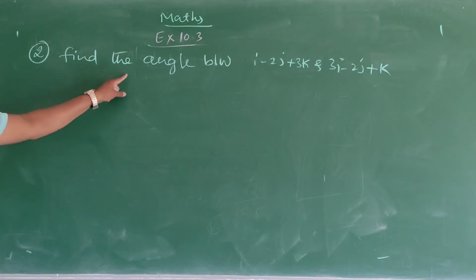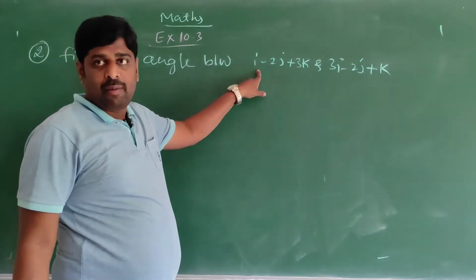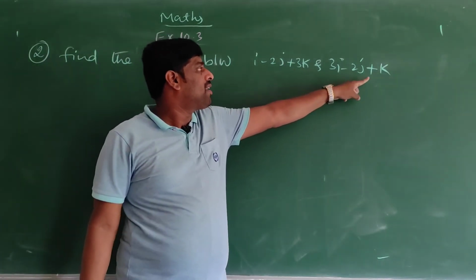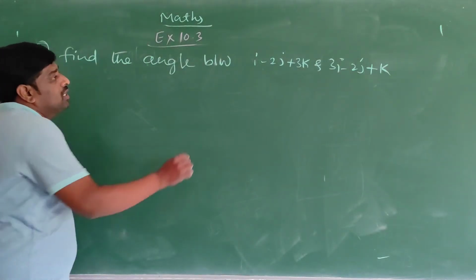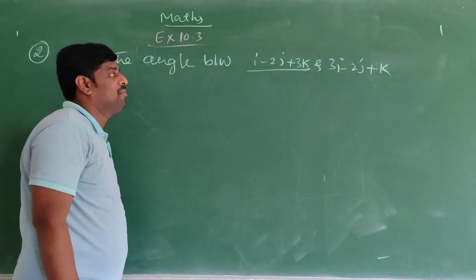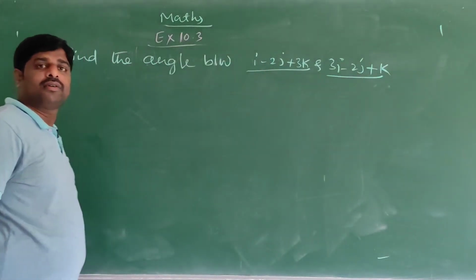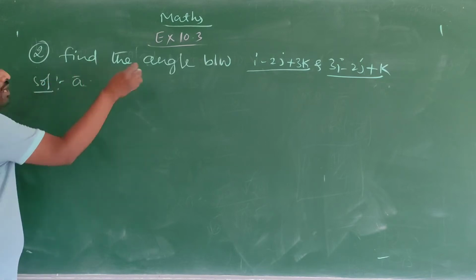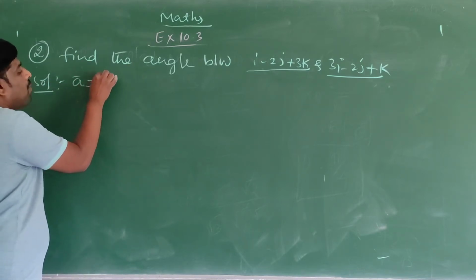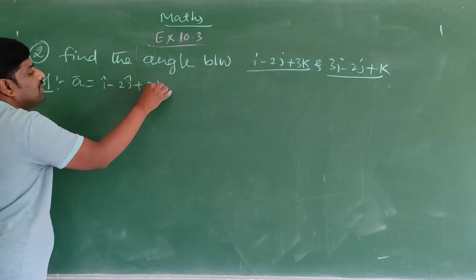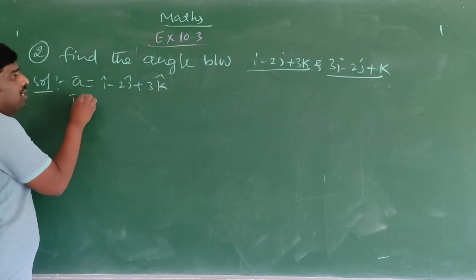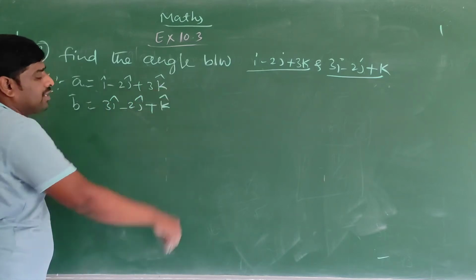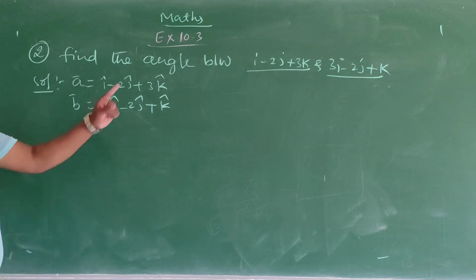Second question. Find the angle between i cap minus 2j cap plus 3k cap and 3i cap minus 2j cap plus k cap. This one I will consider as A bar. This one I will consider as B bar. That is A bar equal to i cap minus 2j cap plus 3k cap. So B bar equal to 3i cap minus 2j cap plus k cap. Now I want to find angle between these two vectors.